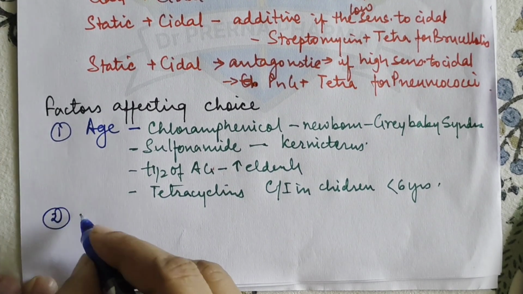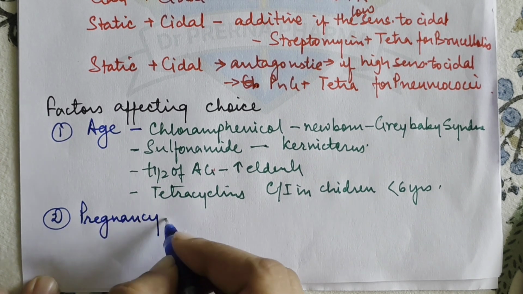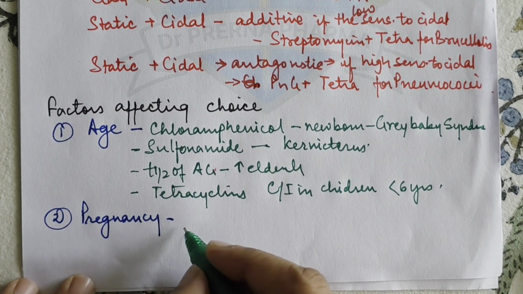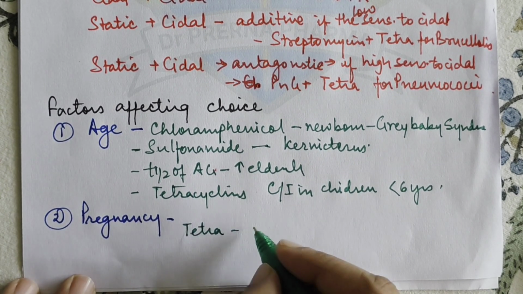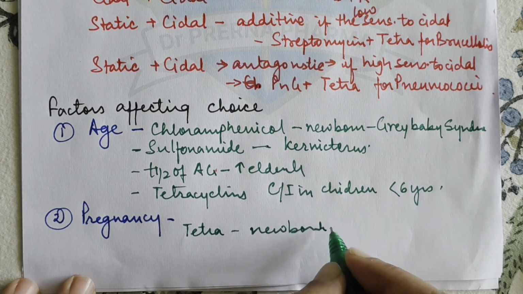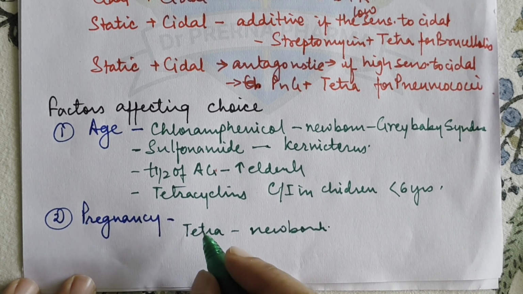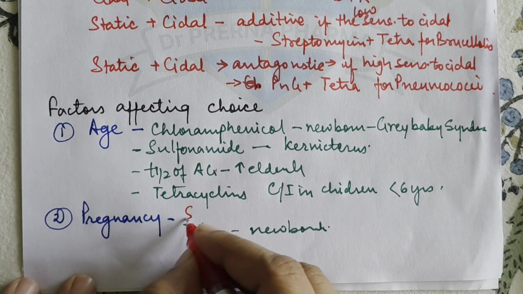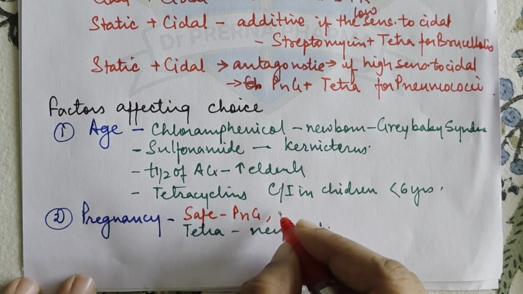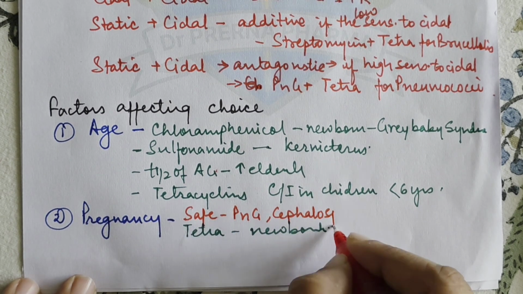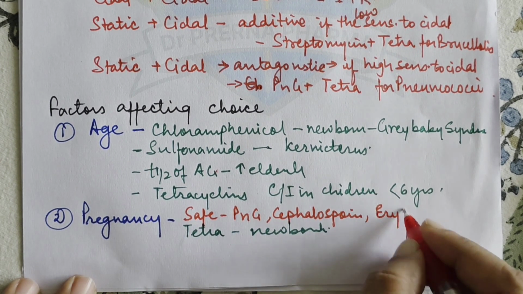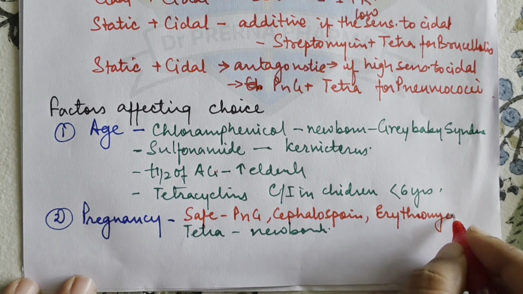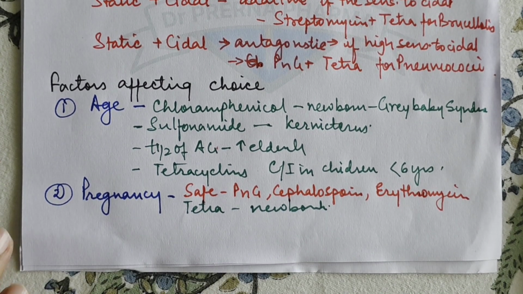Then the next important factor is pregnancy. A lot of antibiotics have several teratogenic effects. In pregnancy, if you give tetracycline, it will affect the dentition of the newborn, so tetracyclines are not given. The only antibiotics that can be said to be safe in pregnancy are penicillin, cephalosporins and erythromycin or macrolides, okay? So these are the antibiotics which are safe.